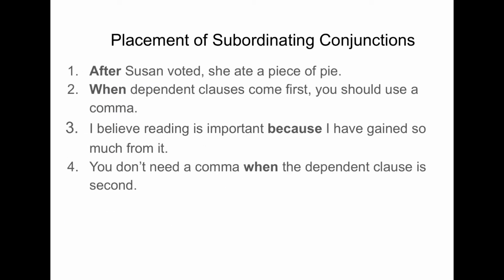Subordinating conjunctions can show up in two places. At the beginning of a sentence, at the beginning of that dependent clause. Notice there's a comma connecting it to an independent clause. And they can also show up at the beginning of the dependent clause that comes after the independent clause.